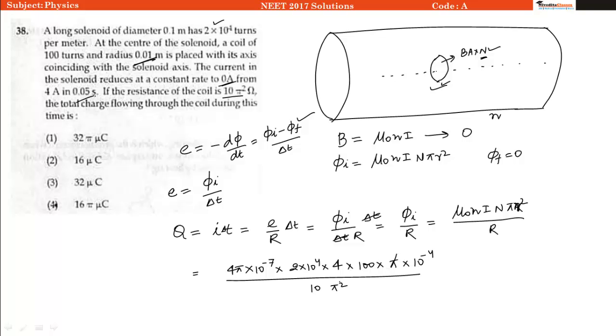So one pi gets cancelled out, the other pi gets cancelled out. Now this 10 raised to power minus 4 and 10 raised to power 4 get cancelled out, and now this 10 gets cancelled out, and this 10 and 10 raised to power minus 7 means the result will be in microcoulombs. Now this is 4 multiplied by 2, 8, 8 multiplied by 4, 32. So that is 32 microcoulomb, which is our option number 3.